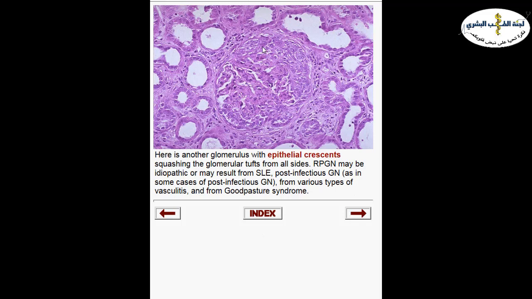This is another epithelial crescent. We call them epithelial because the proliferating cells are the epithelial cells of the Bowman's capsule. And here they are compressing the glomerulus in the center. Now we said one of the causes is Goodpasture syndrome. Who knows what's Goodpasture syndrome?